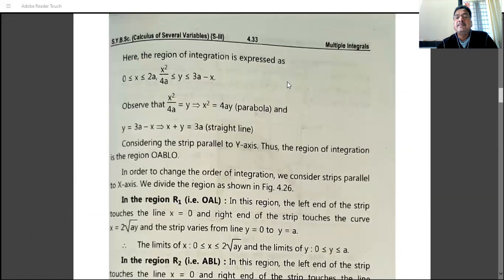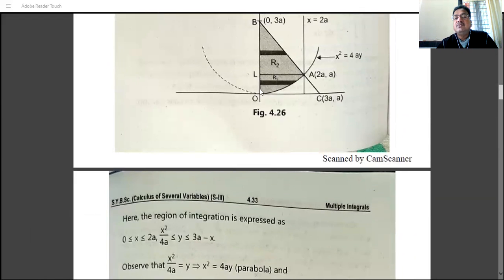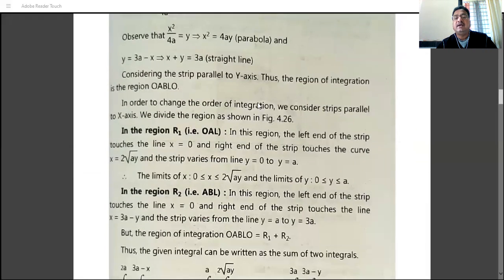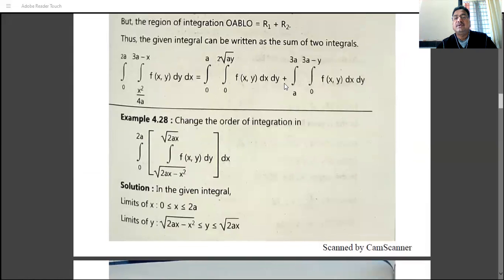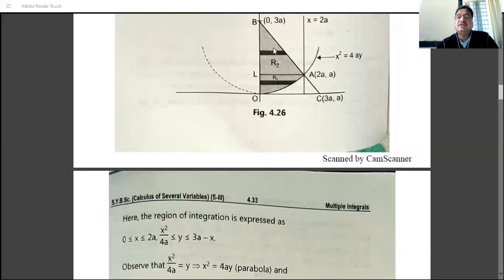And y runs from, in order to cover this region R1, we have to move this strip from this point to this point. At this point y is 0, and at this point y is a, because the coordinate of this point is 2a, which means this distance is a. So y runs from 0 to a. Plus then here is also the region R2. In region R2, if we consider the region R2 and take a strip parallel to the x-axis, then its one end touches the line x is equal to 0.